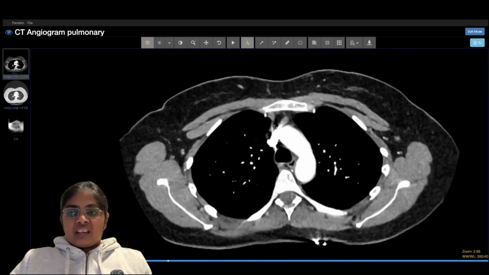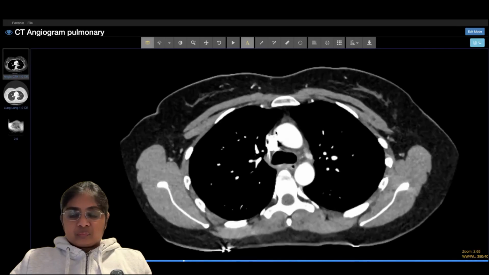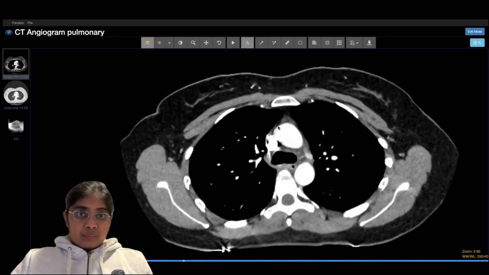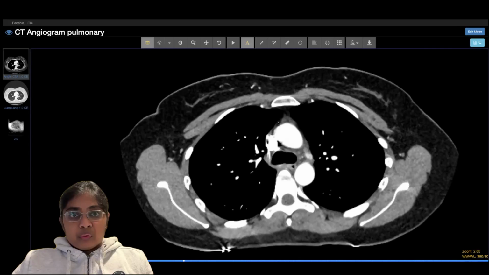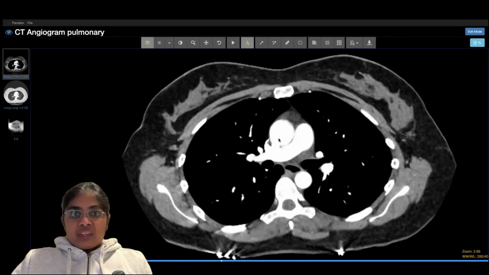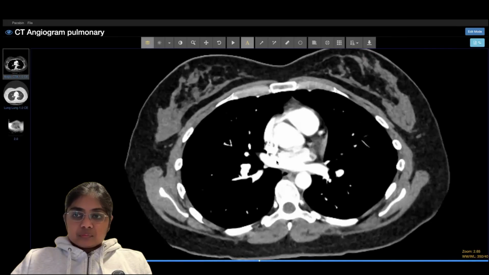anteriorly. You can see the internal mammary arteries, particularly in breast cancer. You may have internal mammary nodes, so that's an important place to look for lymph nodes in breast cancer.